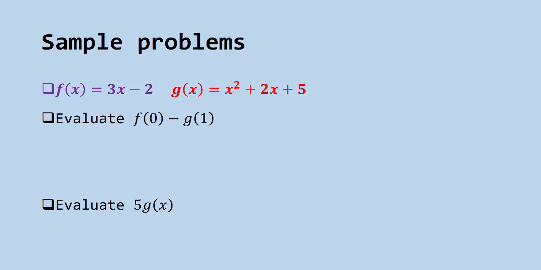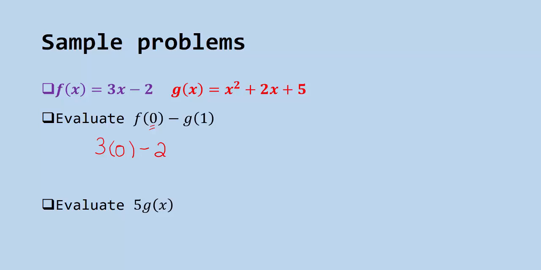Our functions are going to be f of x is equal to 3x minus 2, and g of x is equal to x squared plus 2x plus 5. In the first example, it is asking us to evaluate f of 0 minus g of 1. So I'm going to go ahead and plug in 0 into every location of x in the f of x function. So I tend to write it out like this. Here's the f function of 3x minus 2. I will put a parenthesis wherever I see an x. So this 0 is telling me to plug 0 in for x, so I put it inside the parenthesis.